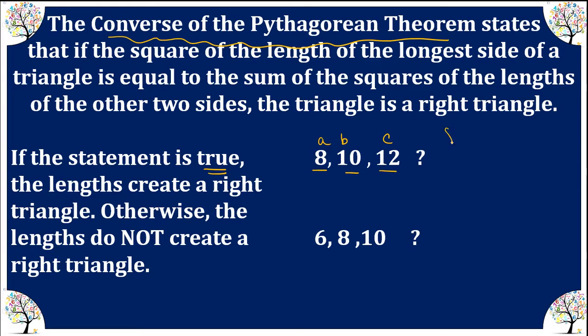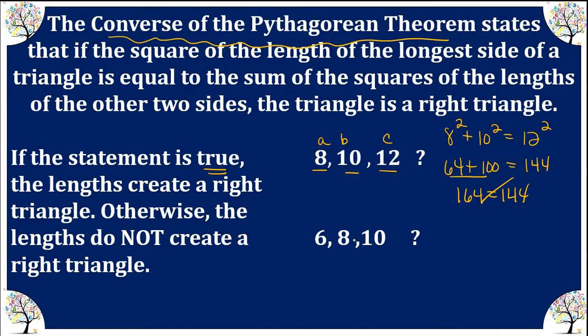So we're going to plug this in. We have 8 squared plus 10 squared equals 12 squared. We're going to square everything. We have 64 plus 100 equals 144. We combine these and get 164 equals 144. Well, since this is false, this does not make a right triangle. It can make a triangle, just not a right one.